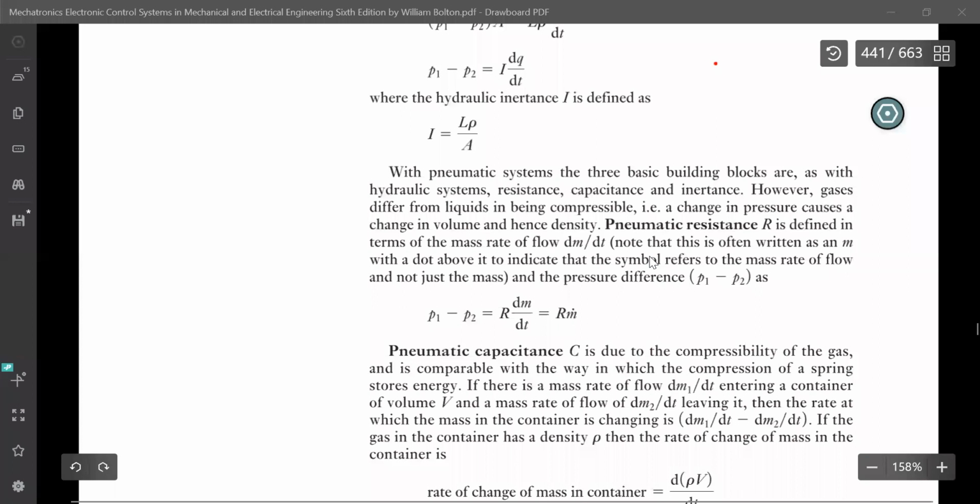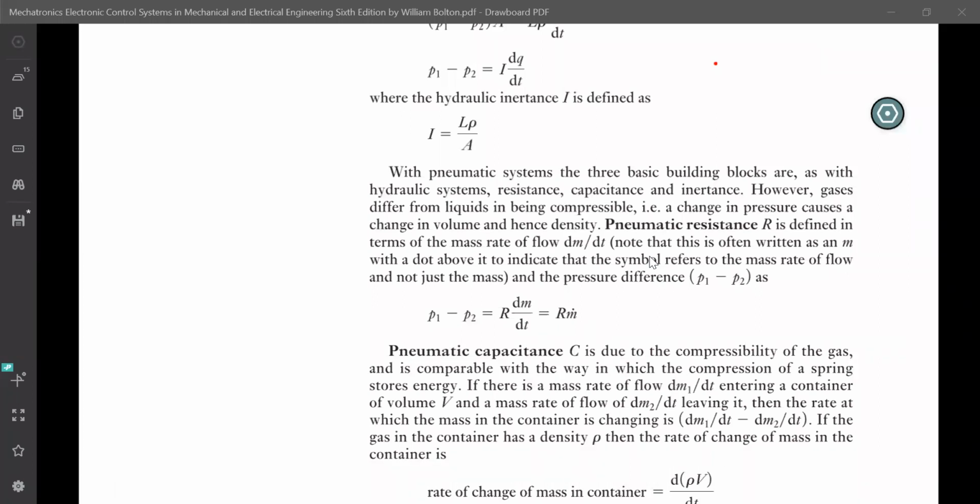With the pneumatic system, the three basic building blocks are, now we have just discussed the system with a fluid equal to a liquid. Now we are entering into a pneumatic system where our fluid will be a gas. Again, there will be three basic building blocks: resistance, capacitance, and inertance. However, gases differ from liquids. You all know gases are compressible, that is, a change in pressure causes a change in volume and hence density.